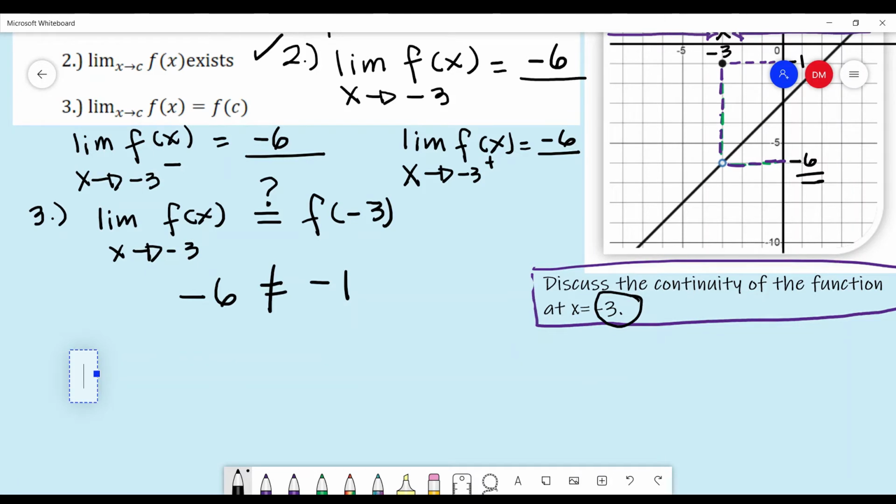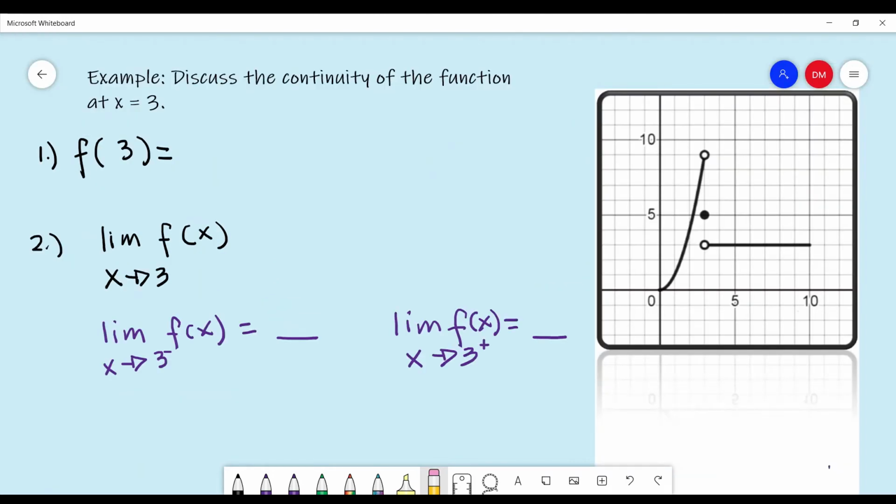Now look at condition number 3. The limit of f of x as x approaches c equals f of c. But according to our solution, the limit of the function is not equal to f of c, because we have here negative 6 is not equal to negative 1. Therefore, it did not satisfy the third condition. Hence, the function is not continuous at x equals negative 3.